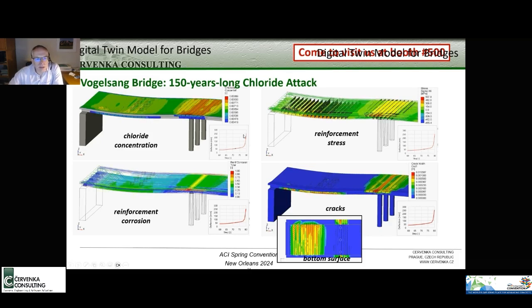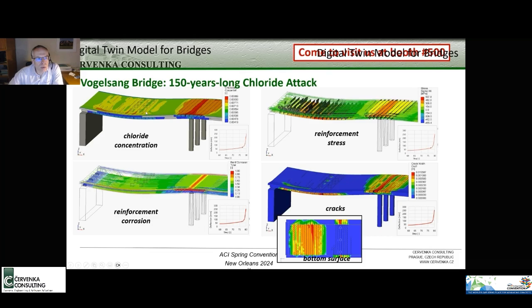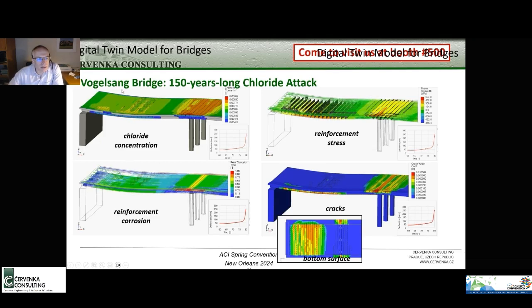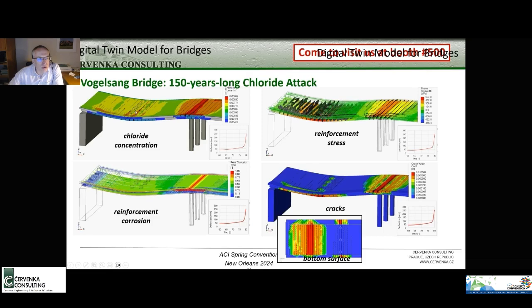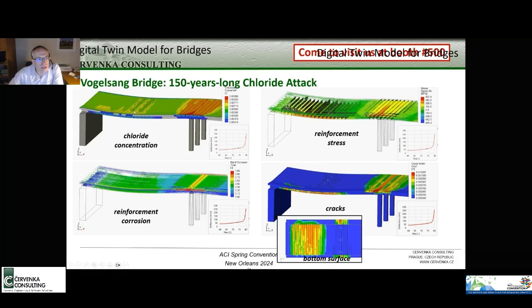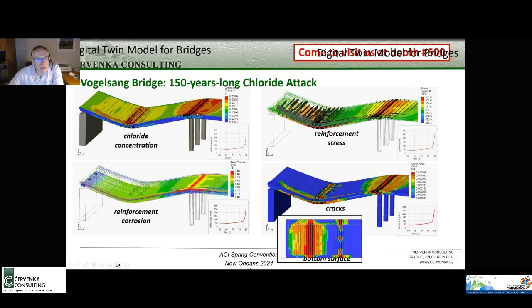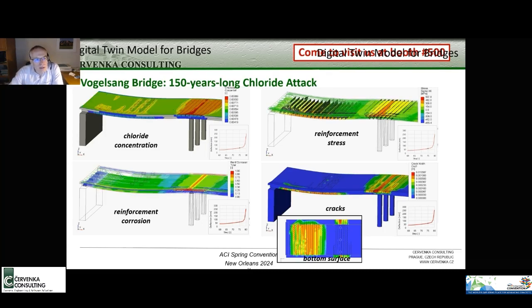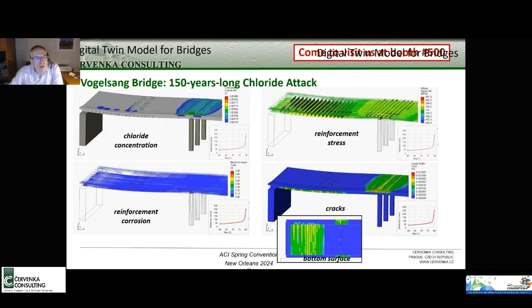As you can see here, this slide shows the situation where we simulate this bridge up to 150 years. So what do we see here? This top left figure shows the chloride concentration at the depth of reinforcement. So you see how the chloride concentration is increasing, and you also see how it is affected by the presence of cracks. So the durability model that we are using simulates the propagation of chlorides, and it takes into account the presence of maybe mechanical cracks due to loading.